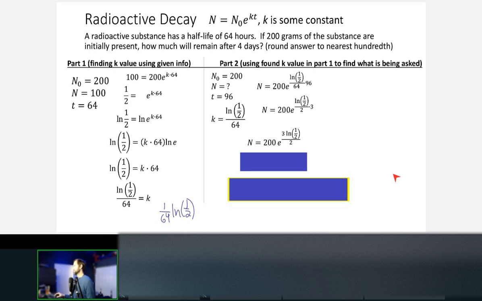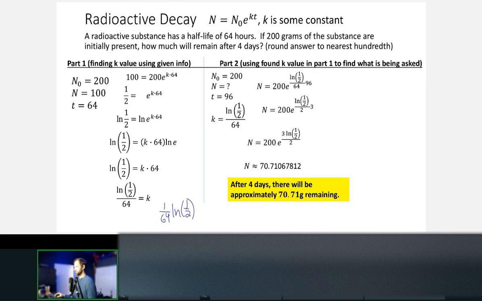So 70.71 grams is what two of you got. So there's the drawn out, rounded to whatever places, and hundredth is 2 places. So, yep, perfect. After 4 days, there will be approximately 70.71 grams remaining. On your TGA, make sure you give me units. Don't just put 70.71. I'll be like, is 70.71 miles? Is it 70.71 cubic feet? Gallons, liters, kilograms? So yeah, just don't forget your units.